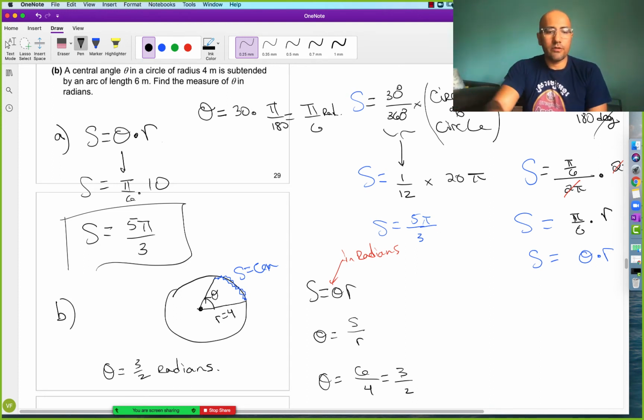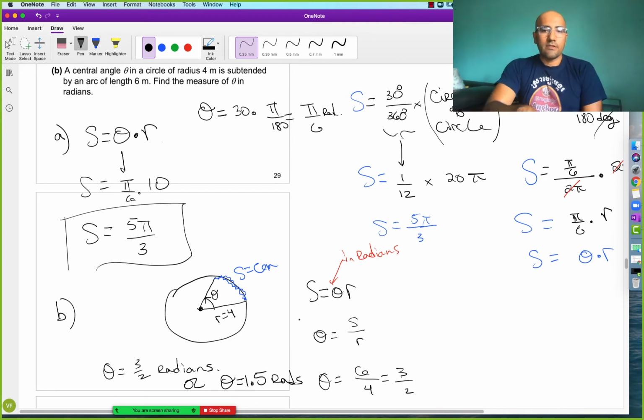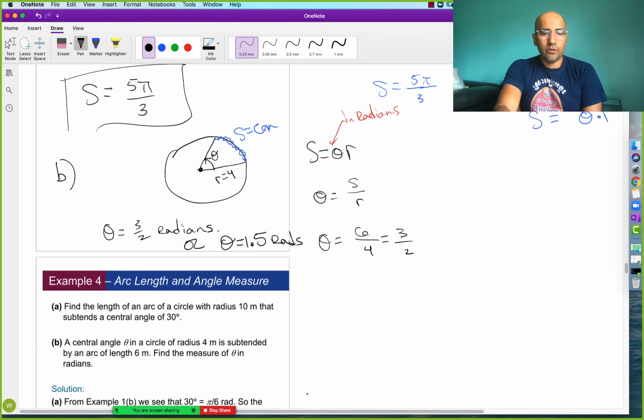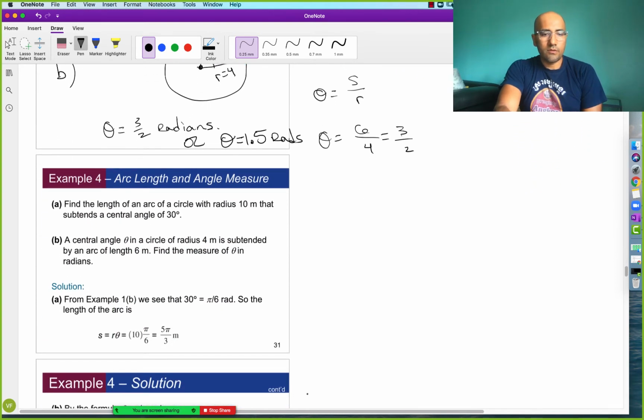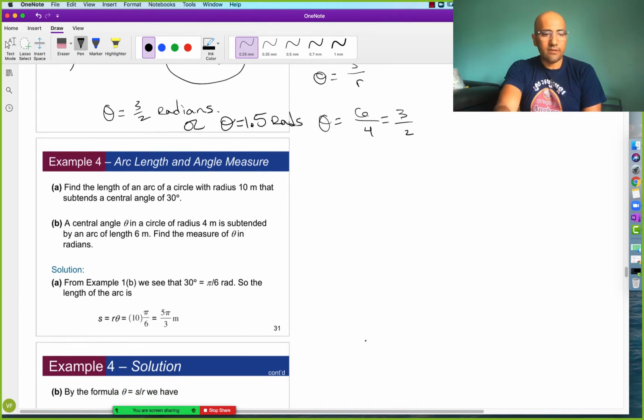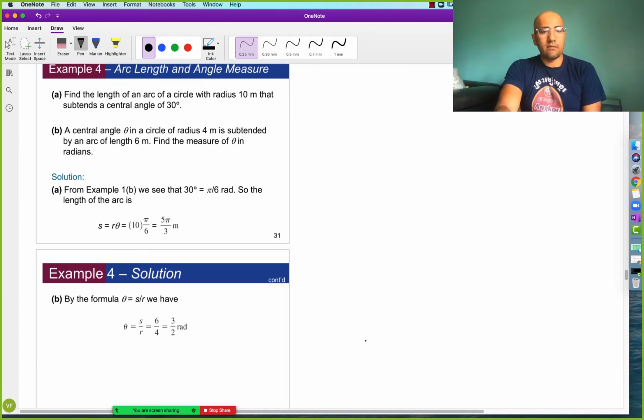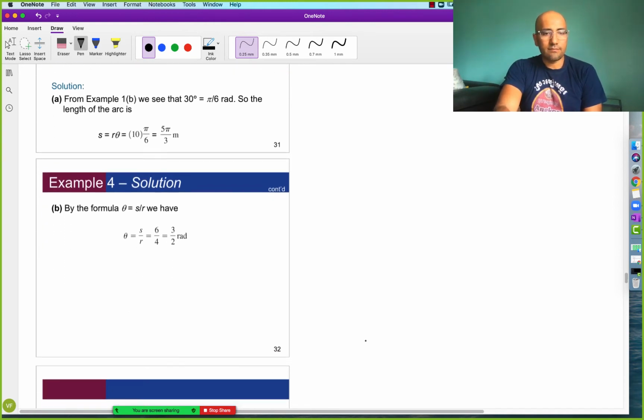Good. Questions? That reduces to 1.5, so we can also say theta equals 1.5 radians. Any questions? No? We're good? Okay, so using the formula, we can convert 30 degrees into pi over 6 radians, plug it into our formula. We get the same answer. For b, same thing, 3 over 2 radians or 1.5 radians.